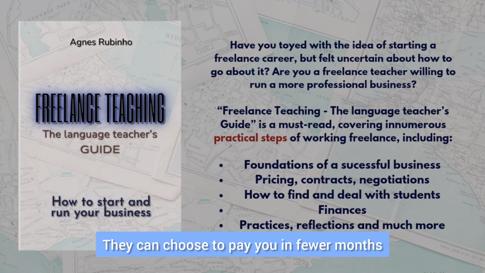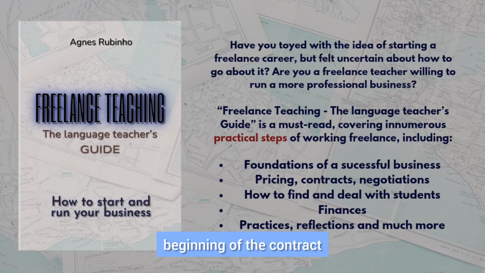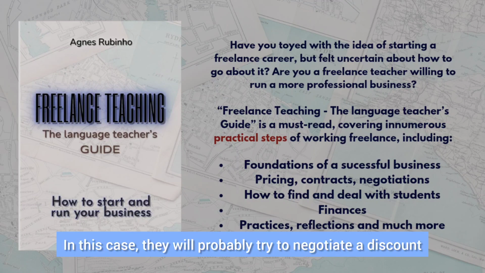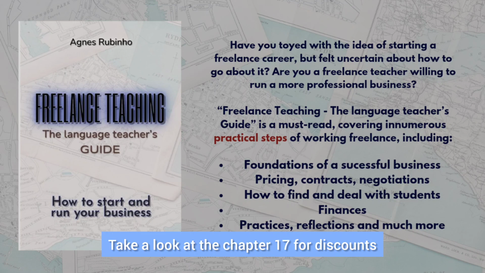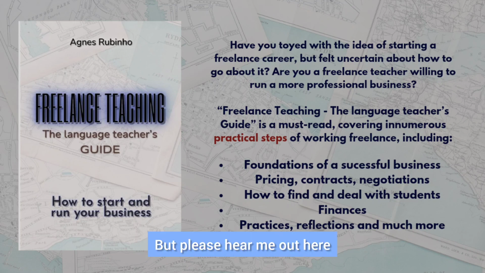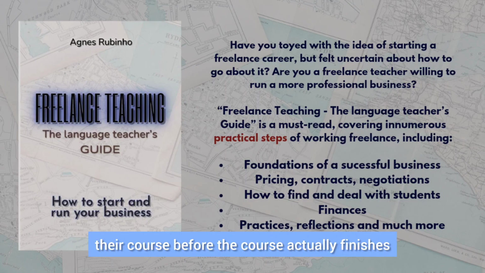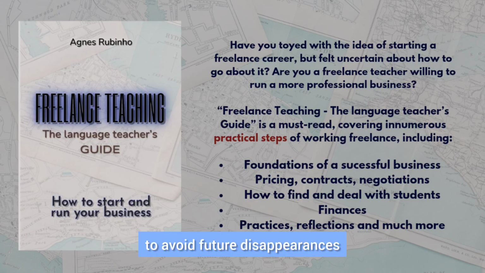They can choose to pay you in fewer months, or they can pay you the total amount at the beginning of the contract. In this case, they will probably try to negotiate a discount. Take a look at chapter 17 for discounts. But please hear me out here. Students should always finish paying for their course before the course actually finishes to avoid future disappearances.